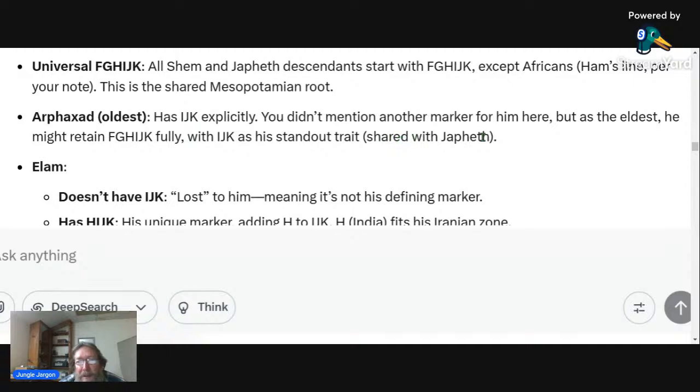"You didn't mention another marker for him here, but as the eldest, he might retain the FGHIJK fully, with the IJK as his standout trait shared with Japheth." But of course, Arpachshad has his own marker, which is an IJ marker. The marker that he shares with Japheth is labeled IJK. It's another marker.